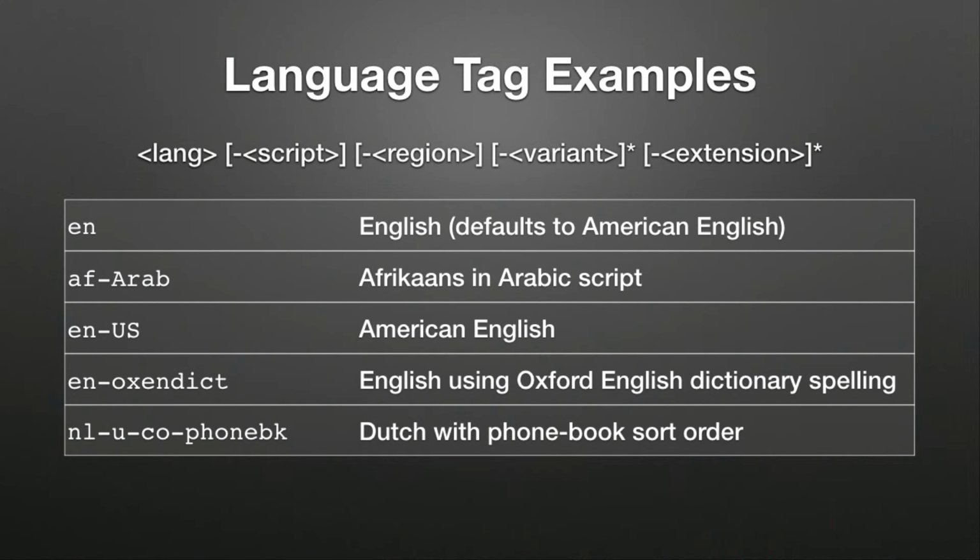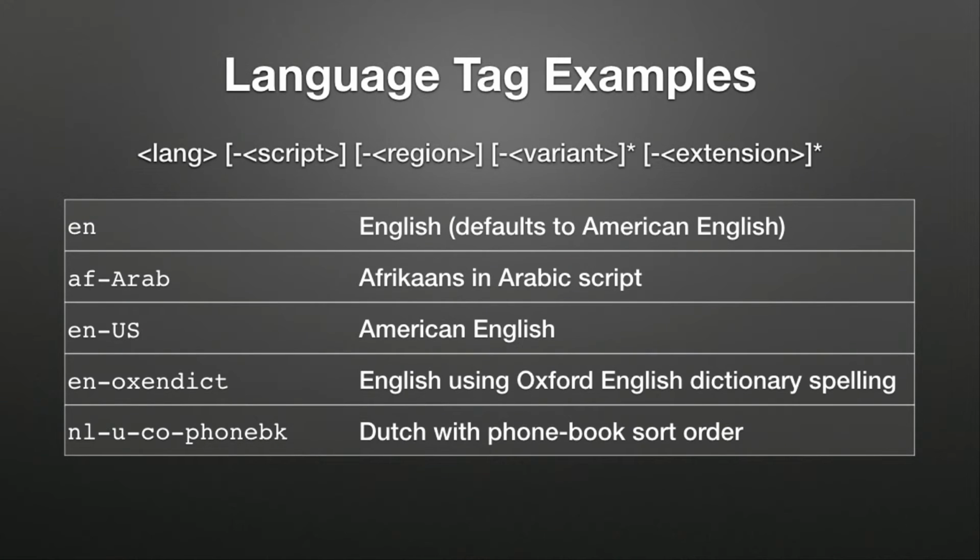So here are some examples. The general format is a language identifier, an ISO code, which is mandatory, and then an optional script, region, and variant, to indicate variations of a language, dialects.